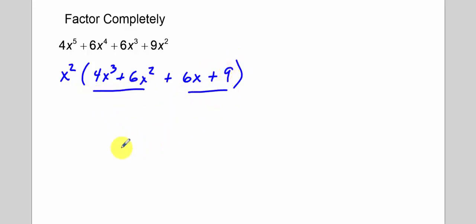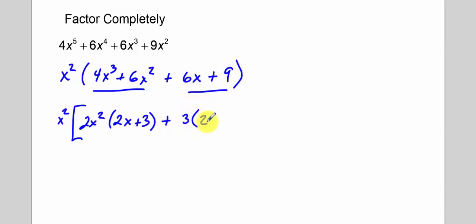I'll group these two here and say that's x squared. Put this in a bracket. In this, I have common terms of 2 and x squared, leaving me with a 2 and an x, and then plus a 3. In this term, I have a 3 in common, which leaves me with 2x plus 3. And there's my group factoring, leaving me with another common term of 2x plus 3.